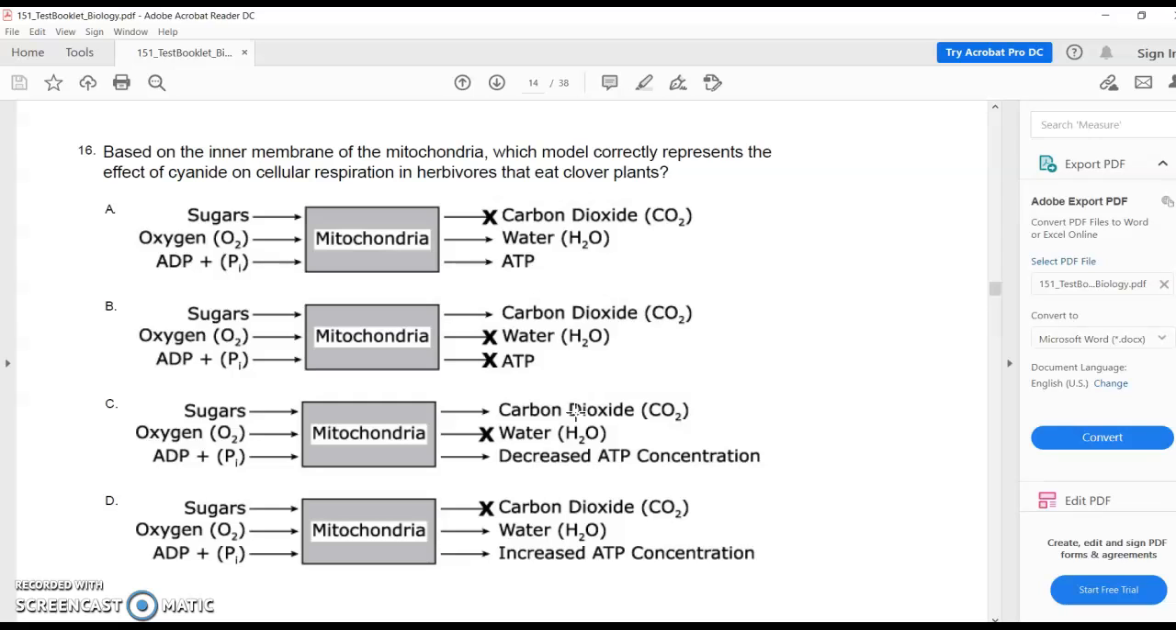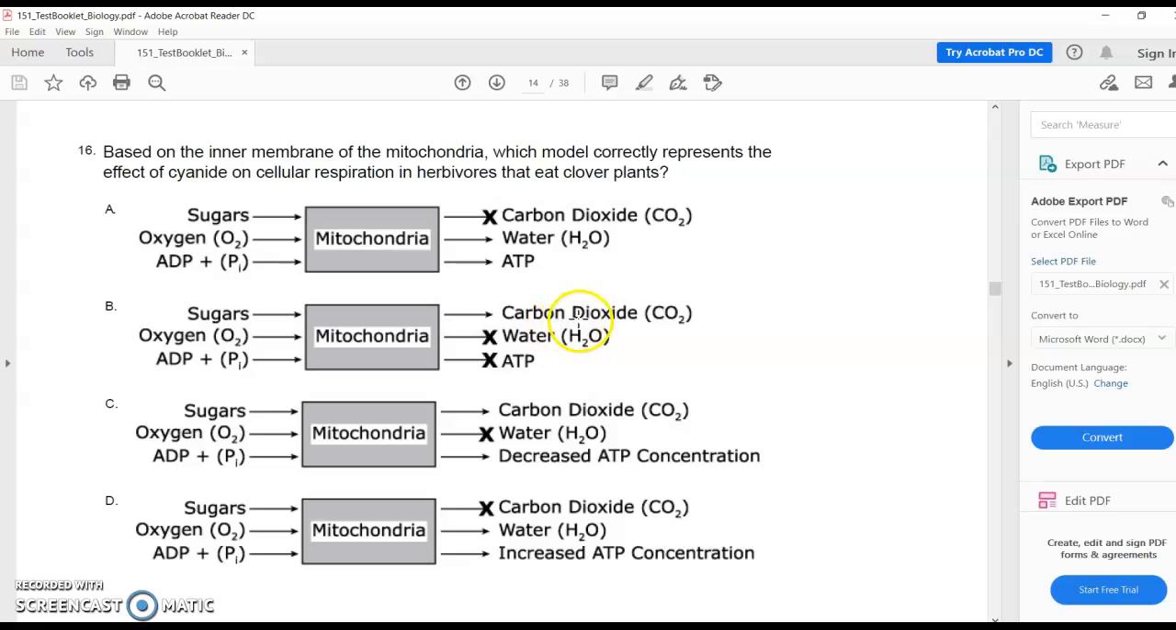So the correct answer here is B, because we want to find something that interrupts the use of oxygen, which B models that. So if you see the flow chart here, oxygen entering the mitochondria, remember water and carbon dioxide and ATP are all products of respiration, and so oxygen is not going to be used here to produce water. And then if we're not getting oxygen, then we're not going to get that maximum amount of ATP production. So B is the correct answer.